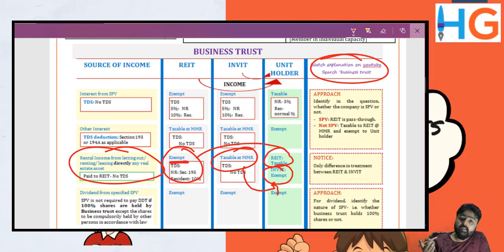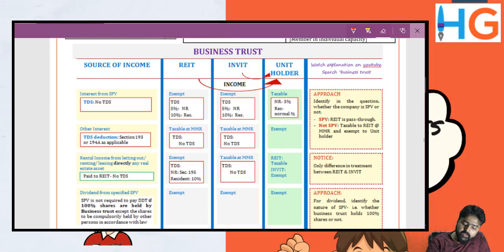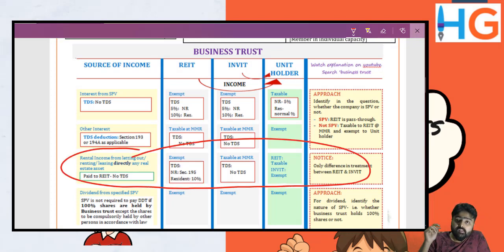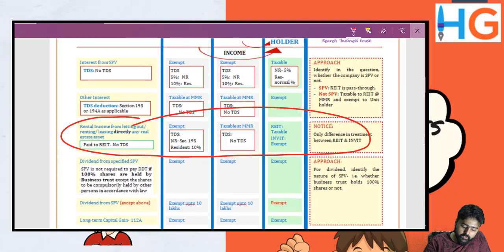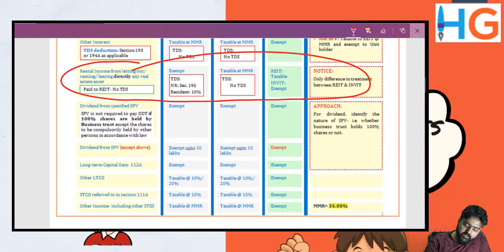So I have written down notice points, approach points that will help you during the exams. You have to notice during the exam that the only difference in treatment between REIT and InvIT is in case of this rental income. In only this income, REIT is a pass-through entity, but InvIT is not. So the rest of the income is similar to what we discussed.